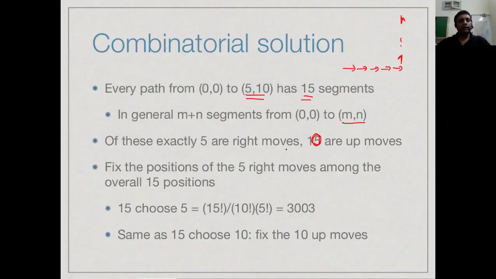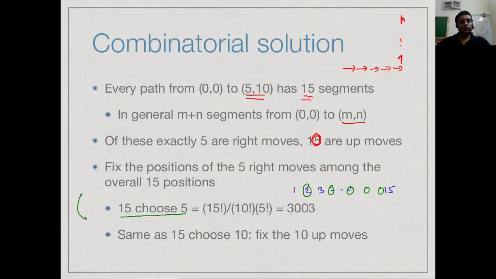So now if I think of this as an overall thing saying this is my first move, this is my second move, this is my third move and so on up to my 15th move. Then if I tell you that I moved right at some 5 positions, then automatically I must have moved up at the remaining positions because I have to do exactly 5 right and 10 up. Okay. So therefore, all I need to do to determine exactly which path I am taking is to fix the position of the 5 right moves among the total 15. Right? So among 15 positions, I choose 5.